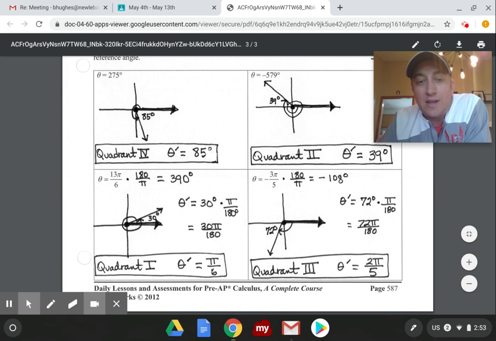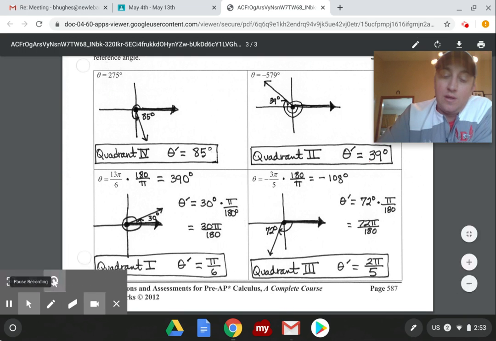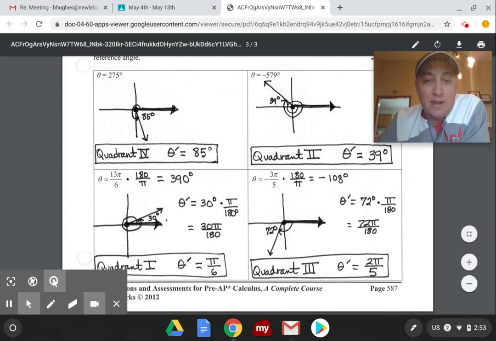Pi over 6 is actually a pretty big radian measure in terms of how we're going to be using that a lot in the next section. Pi over 6, pi over 4, pi over 3, pi over 2. Those are all pretty big ones. And obviously that is in quadrant 1.